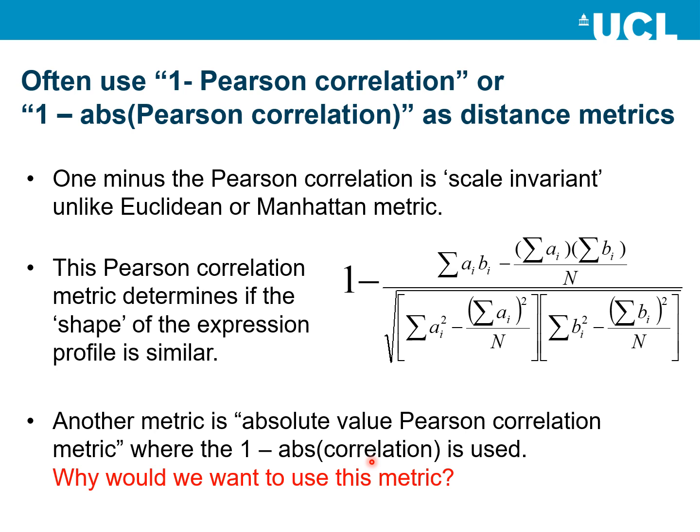Now another metric is absolute value Pearson's correlation metric, where we do 1 minus the absolute value of the correlation. So can you think what biological situation we would use this metric for? It's not sort of obvious.